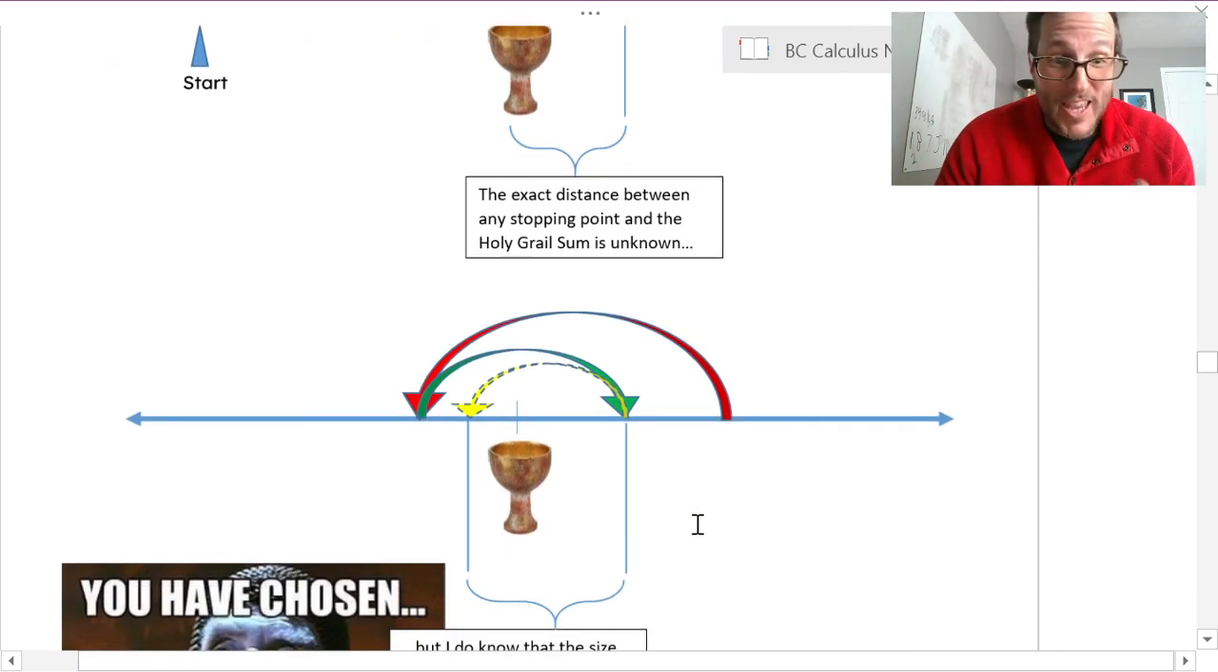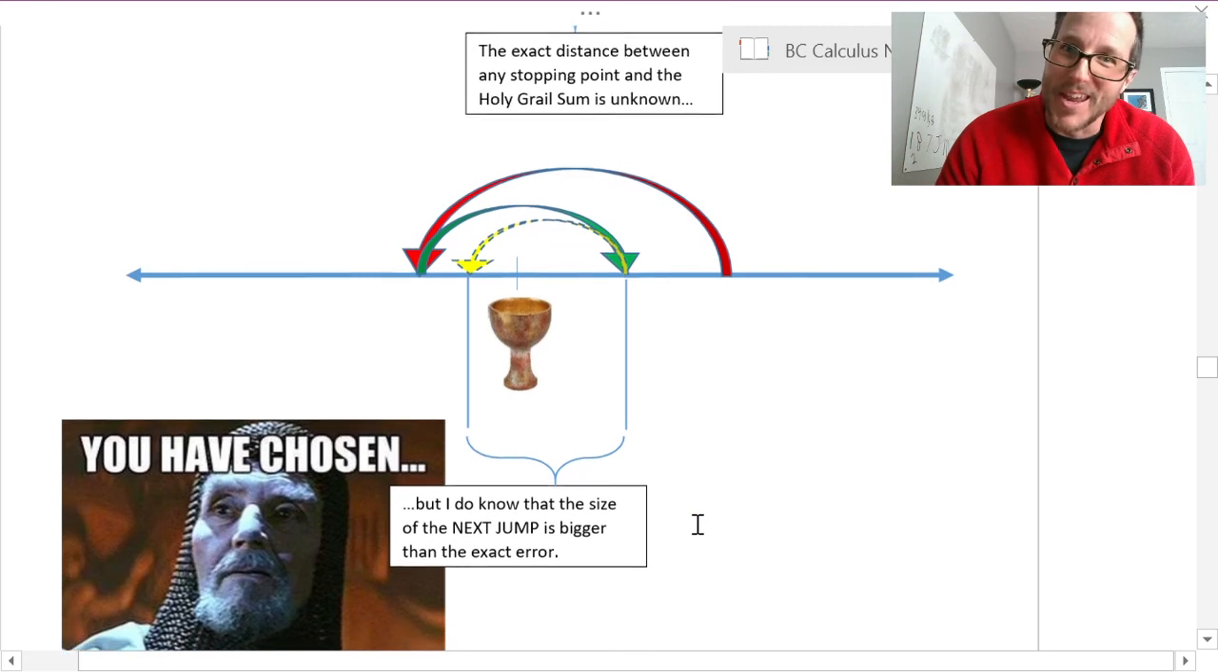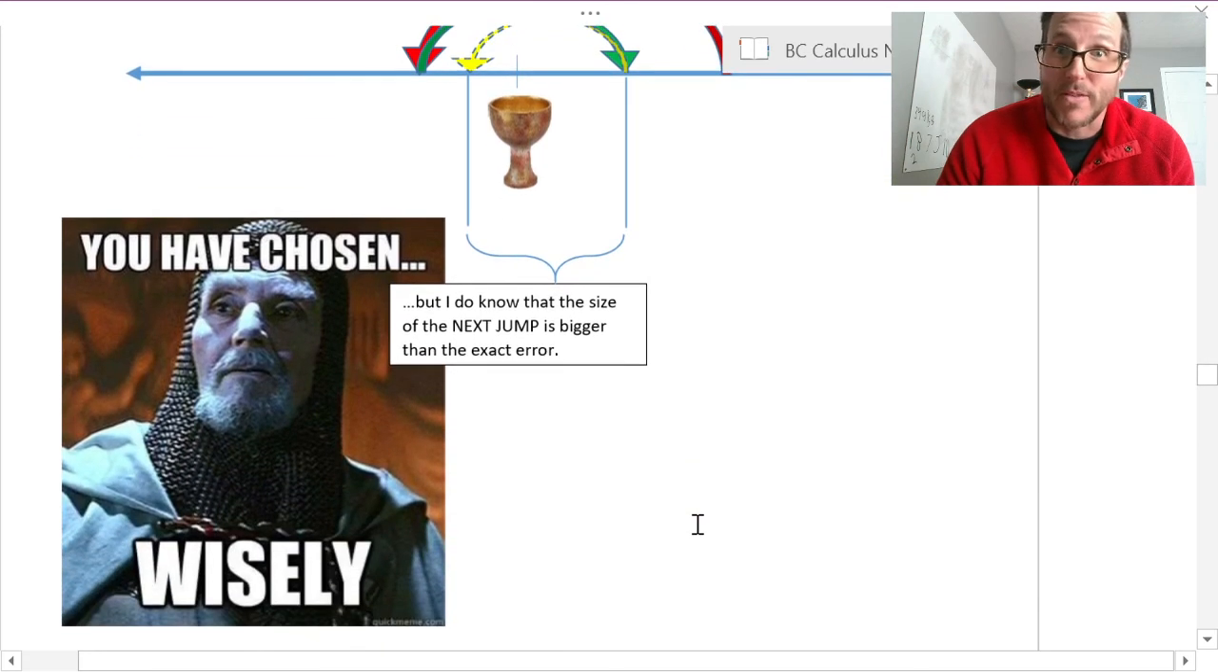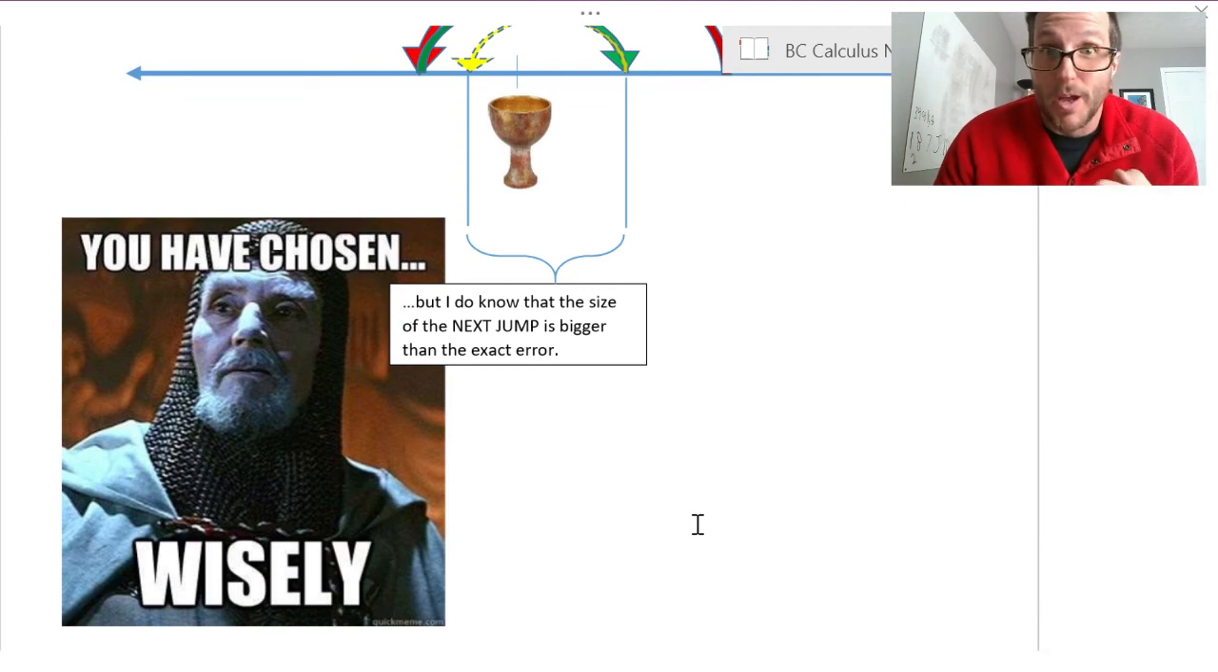So here is a little callback to Indiana Jones. Thank you. See, if you haven't watched that movie, pause this. Go watch Indiana Jones and the Last Crusade, and then pick up. Okay, did you watch it? It was great, right? You have chosen wisely.